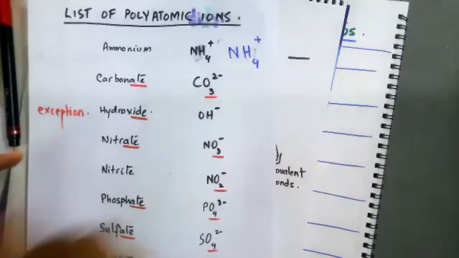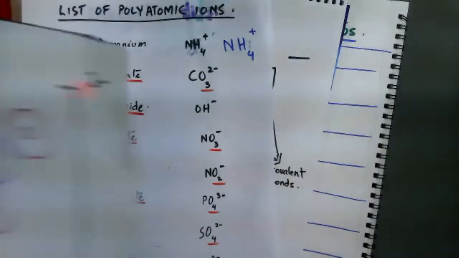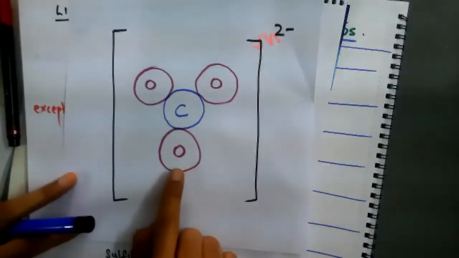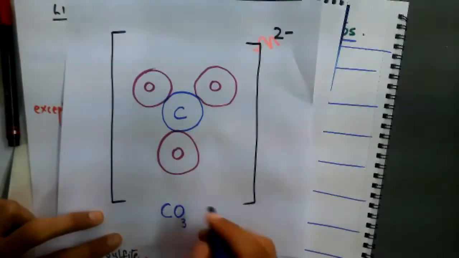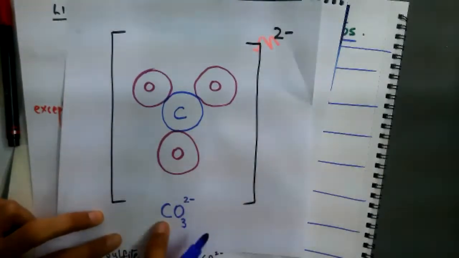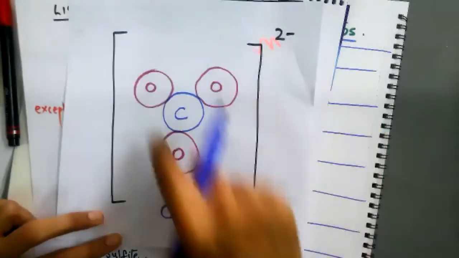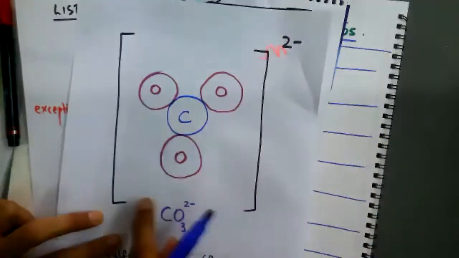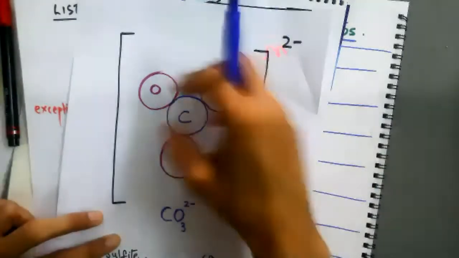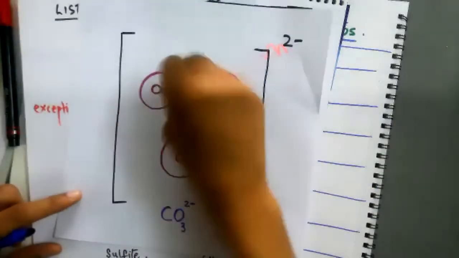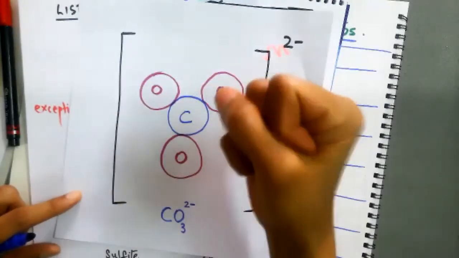Now I want to show you how they look. For example, this is carbonate. This is how they're arranged. Carbon in the middle with 3 oxygen atoms attached to this carbon atom. The whole ion has a 2 minus charge on it. Now, whatever the reaction, this carbonate will stay together.